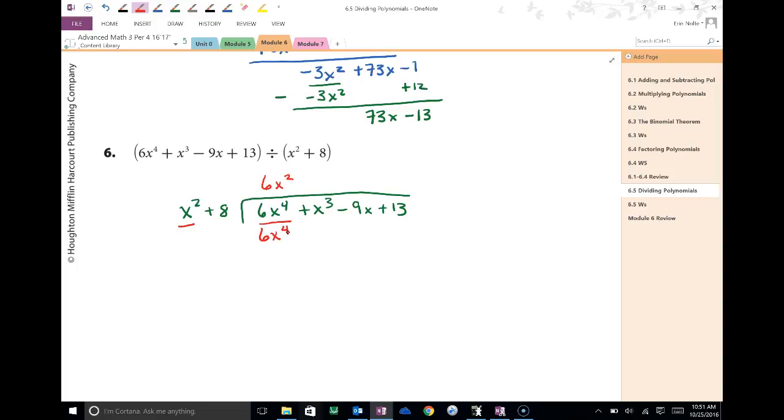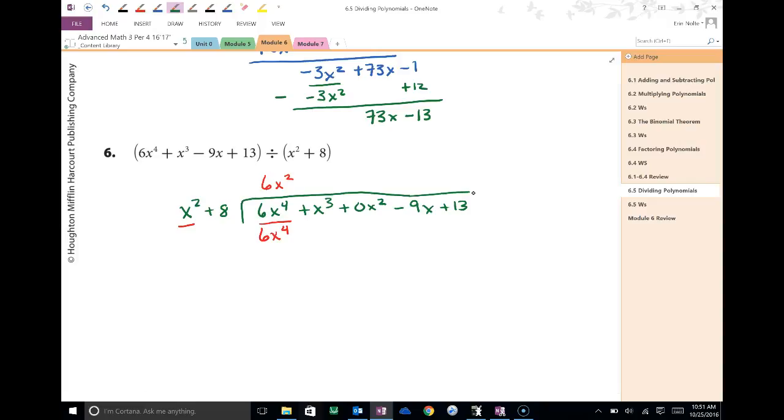48x squared. But there isn't an x squared in my dividend. Okay, so this is what we have to do. We need to have a placeholder for every single term. So I'm going to erase these terms, and I'm going to put a 0x squared in as a placeholder because it needs to have a place, right? And then minus 9x plus 13 after. Just add it in there.